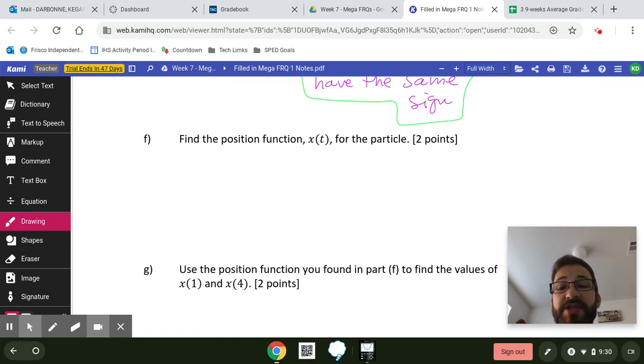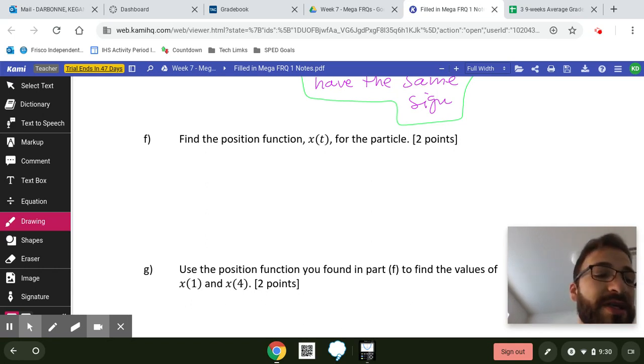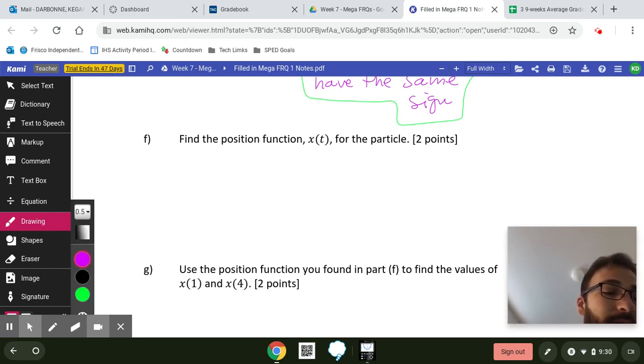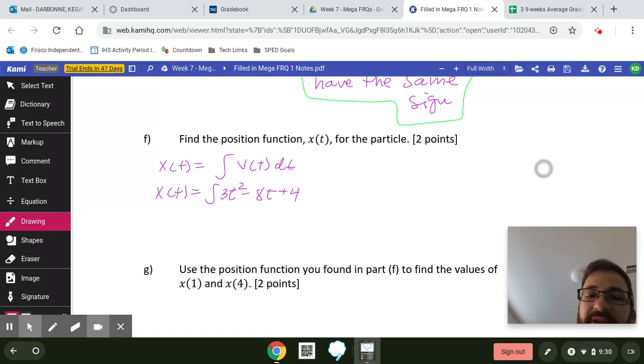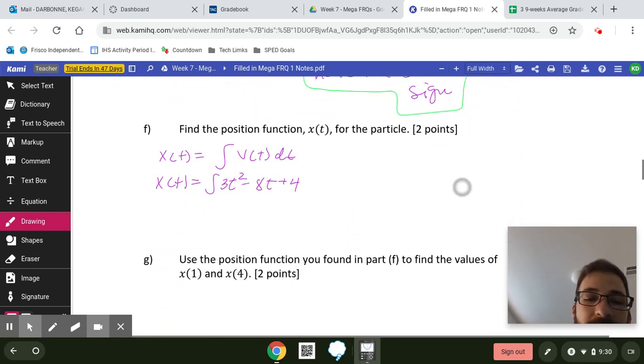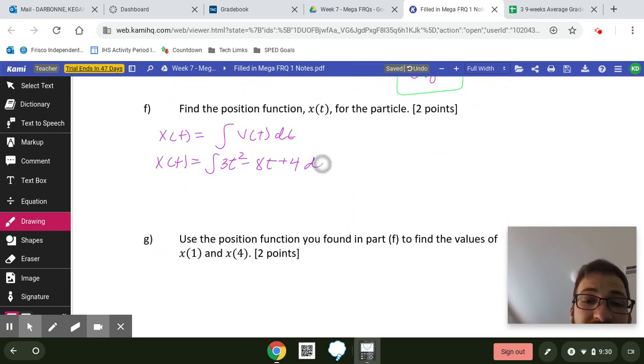All right, F, find the position function x of t for the particle. Okay, so we're going to position. We have velocity. We got to go backwards to position. So what's our backwards formula? That's going to be our integral. So I want to integrate. So x of t is equal to the integral of v of t dt. So x of t is equal to the integral of 3t squared minus 8t plus 4, or at least I believe that's our equation. Yep. dt. So we're just going to integrate.